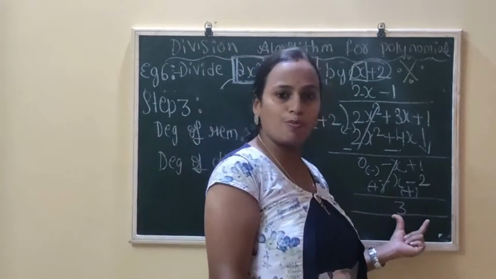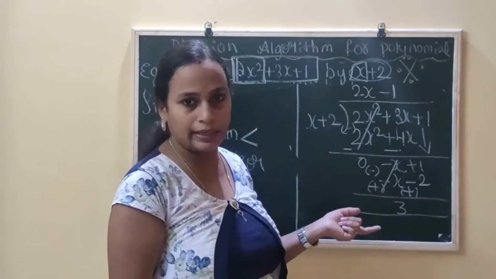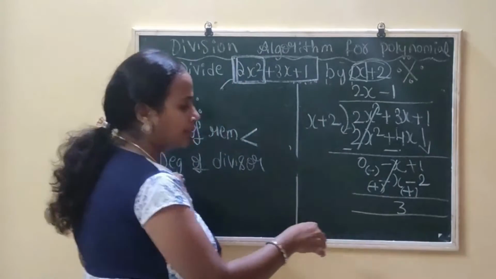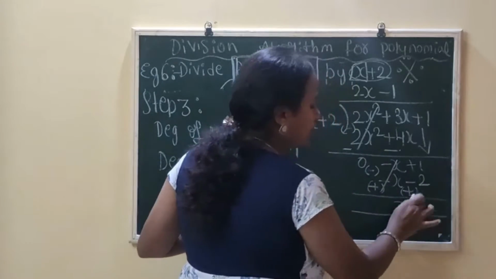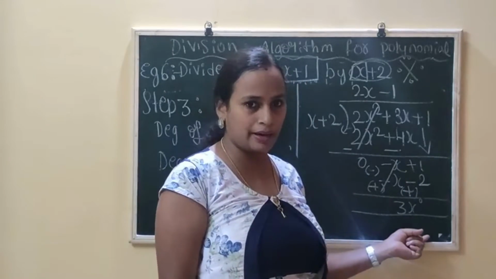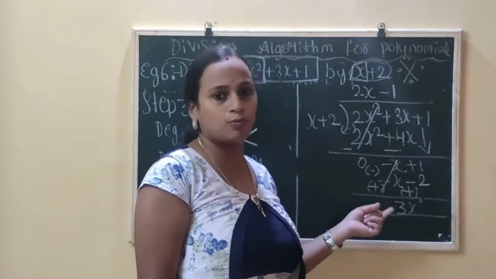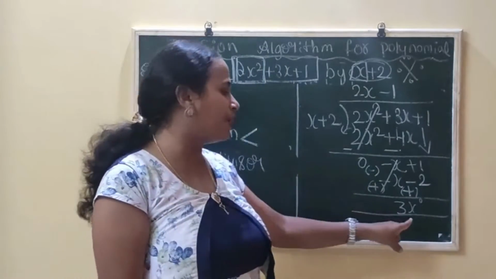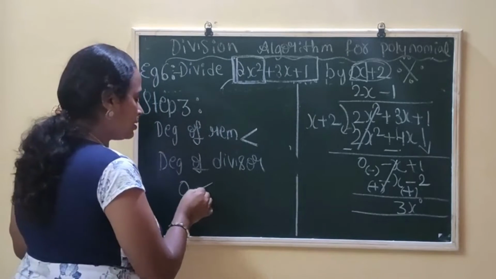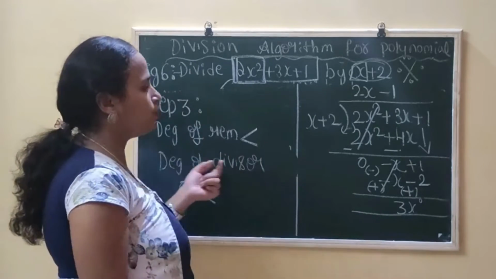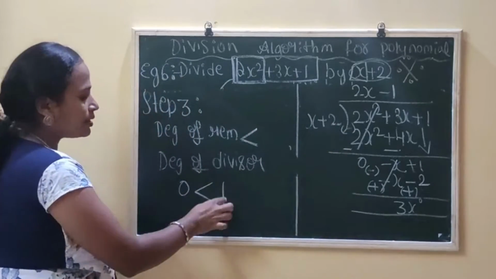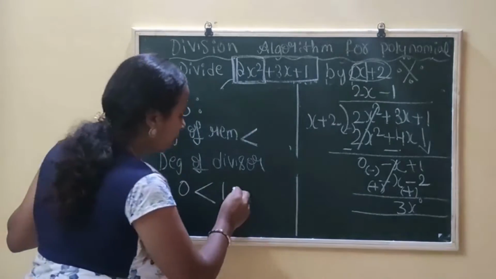So what is the degree of remainder? Here we don't have any x term, so the degree of remainder is nothing but 0, right? I can write this 3 as 3x power 0, because anything to the power 0 is 1, and 1 into 3 is 3 only. So what is the degree of this particular remainder? It is 0, right? So 0 is less than the degree of divisor. What's the degree of divisor? Degree of divisor is 1. Yes, 0 is less than 1. The condition is true.